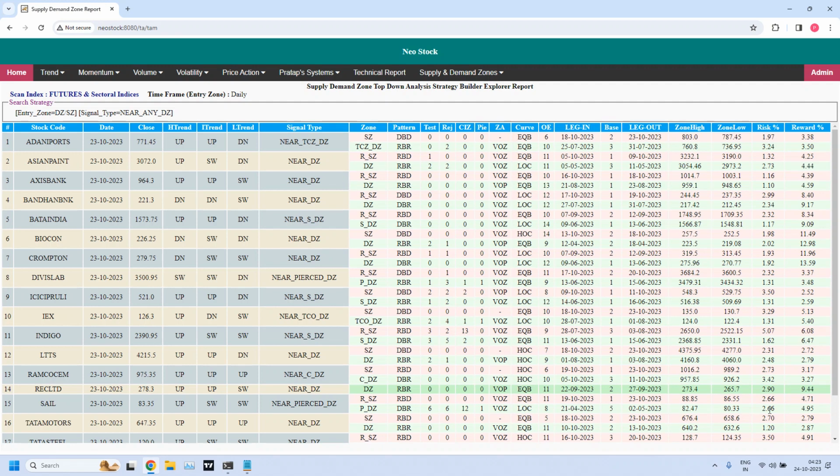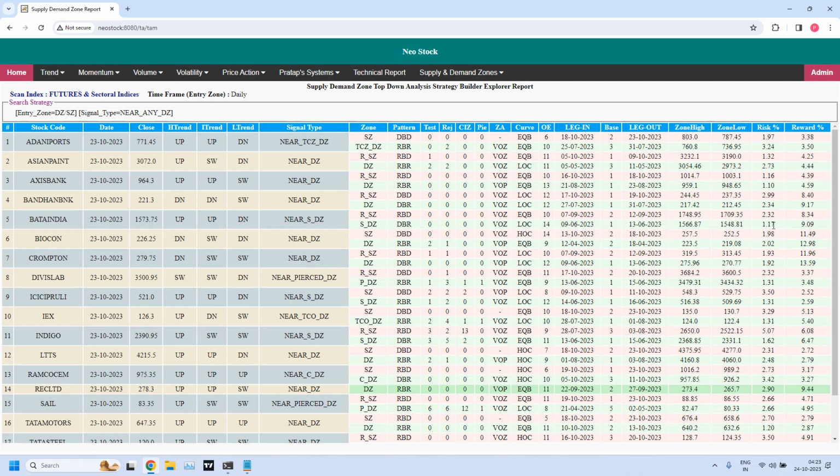Find the high liquidity zones from this list. If fresh high liquidity zones are there, give them top priority, especially S_DZ. If you find any fresh one, this stock is Bata India, a fresh zone, low on the curve, and the odd enhancer score is 14. All these parameters are excellent.